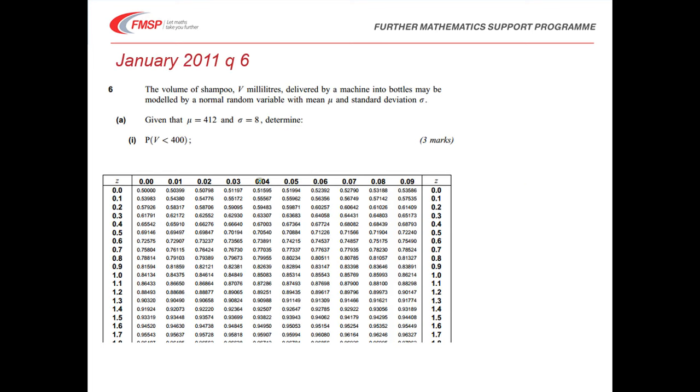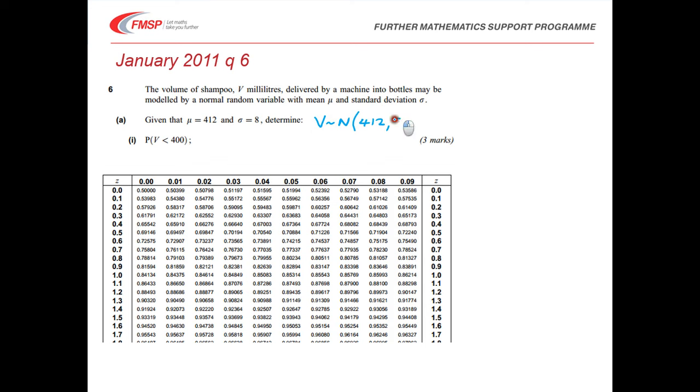This is quite a lengthy question, and it covers most of the aspects that we need to look at. So here we go. The volume of shampoo, V millilitres, delivered by a machine into bottles may be modelled by a normal random variable with mean mu and standard deviation sigma. We're given that mu is 412 and sigma is 8. So we can express that V can be modelled as a normal distribution with a mean of 412 and a standard deviation of 8.